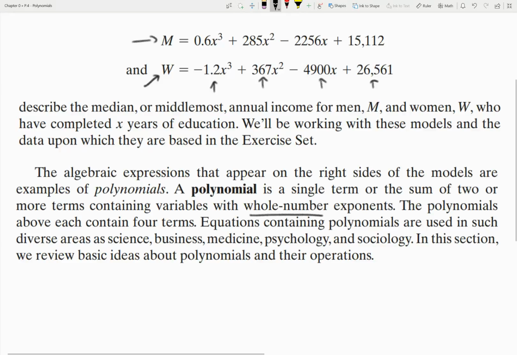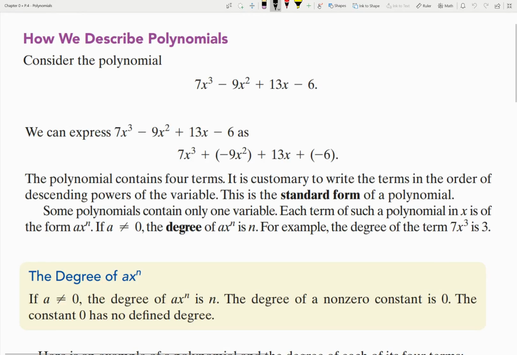Equations containing polynomials are used in such diverse areas as science, business, medicine, psychology, and sociology, all different applications for polynomials, especially when we're trying to model data. So we're going to start with the basics of how polynomials work.